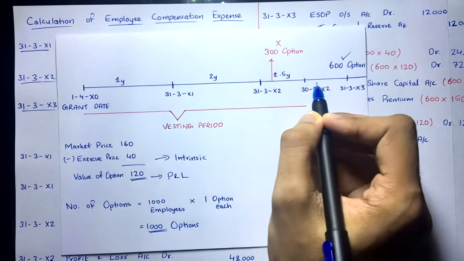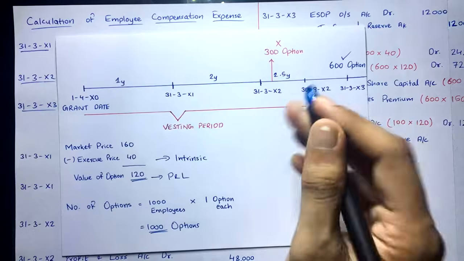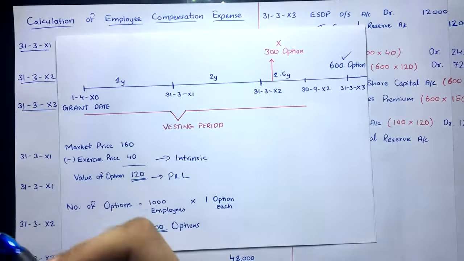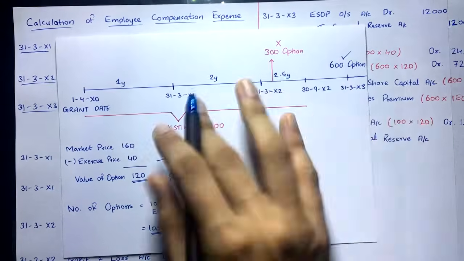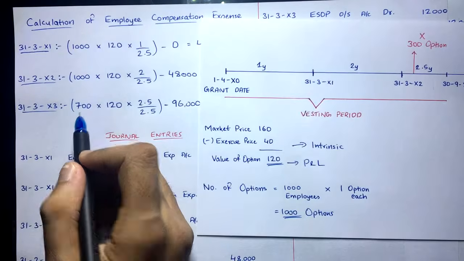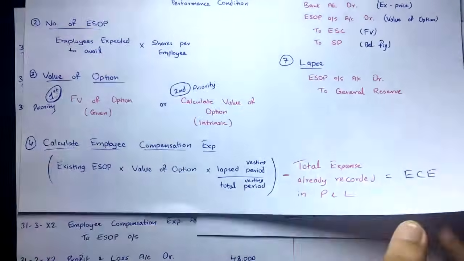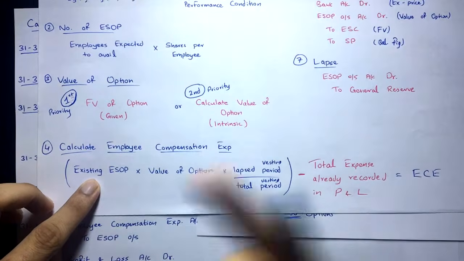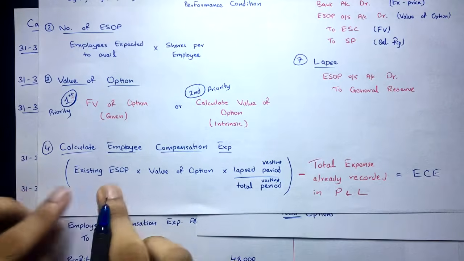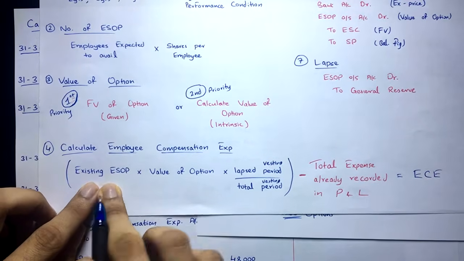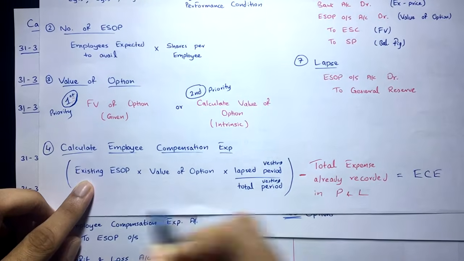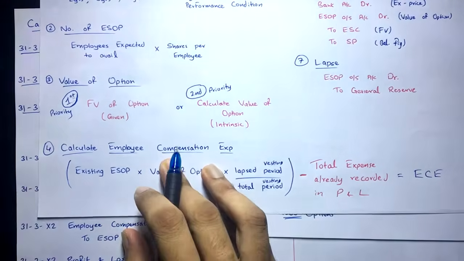So now at the end of the year what will you say? 700 options will be exercised in future because 300 options have lapsed, right? So at the end of the third year this figure will change to 700. It's simple: whatever number of options you think will be exercised in future, that's what you have to take. The options the employees will exercise, the existing options, you have to take into the value of option. Now you are calculating this expense, the employee compensation expense.